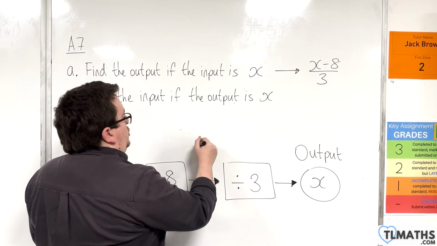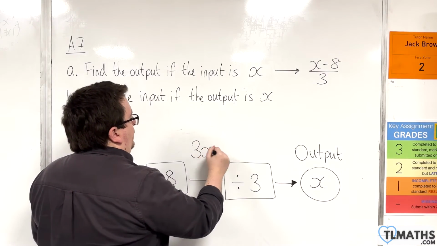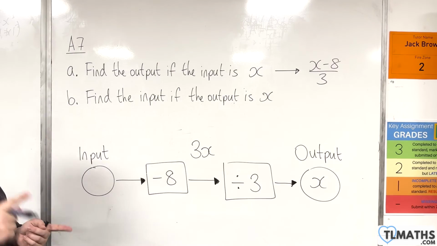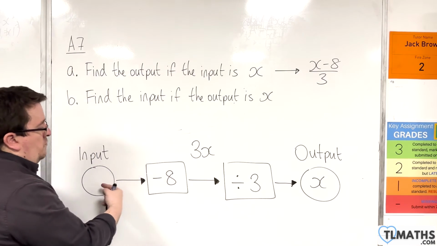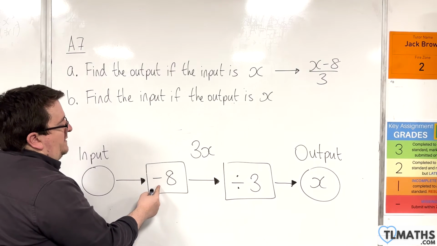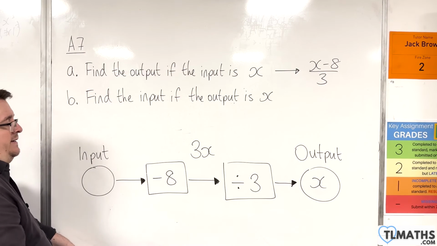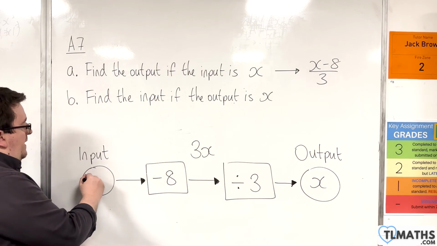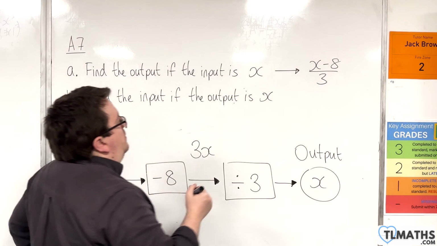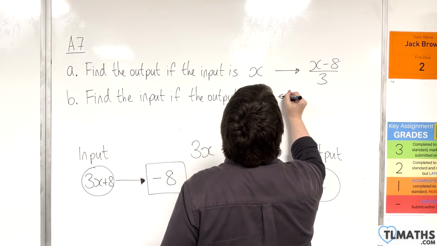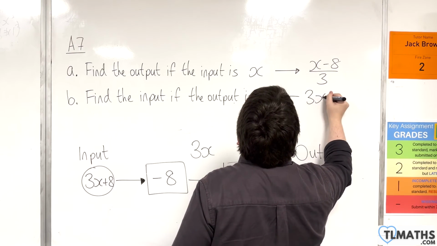So at this stage, we would have 3 lots of x. So 3 times x. And then, going back through, rather than subtract 8, we're going to need to add 8. So we'll have 3x plus 8. And so that would have been our input.